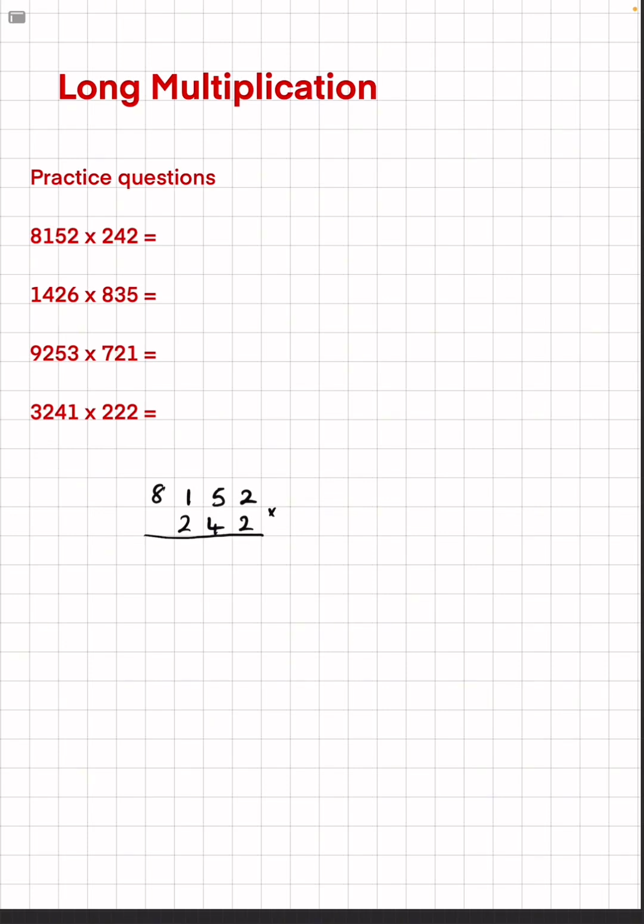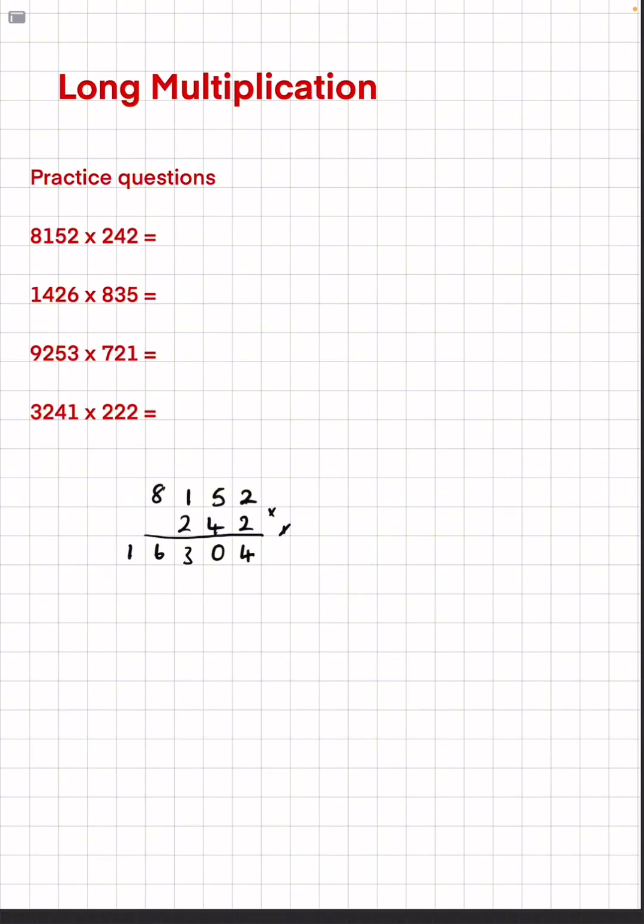Remember to align the numbers correctly. If you don't, you're going to get the wrong answer. We've aligned the hundreds, tens, and the units. Always start from the right hand side. We're going to do 2 times 2, which is 4. 2 times 5, which is 10. We put the 0 down, carry the 1. 2 times 1 is 2, add 1 is 3. 2 times 8 is 16.